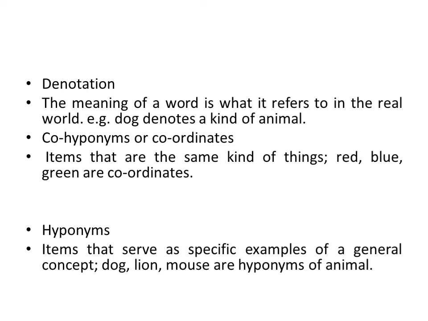Co-hyponyms or coordinates refers to items that are the same kind of thing, like red, blue, green are coordinates. Hyponyms are items that serve as specific examples of a general concept. Dog, lion, mouse are hyponyms of animals.